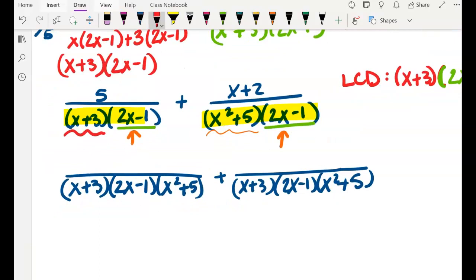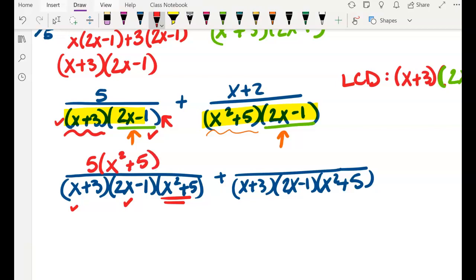On the top, we have an x plus 3, which we have here. We have a 2x minus 1, which we have here. So what's missing is this right here, okay? We just went in and multiplied this denominator with that extra piece. So whatever we multiply to the denominator, we now have to multiply to the numerator, okay?